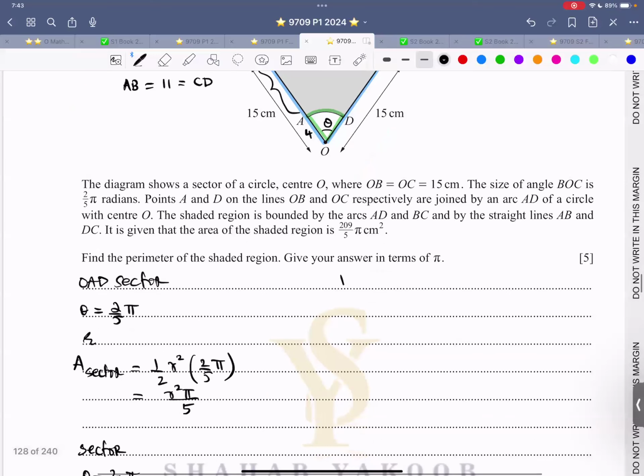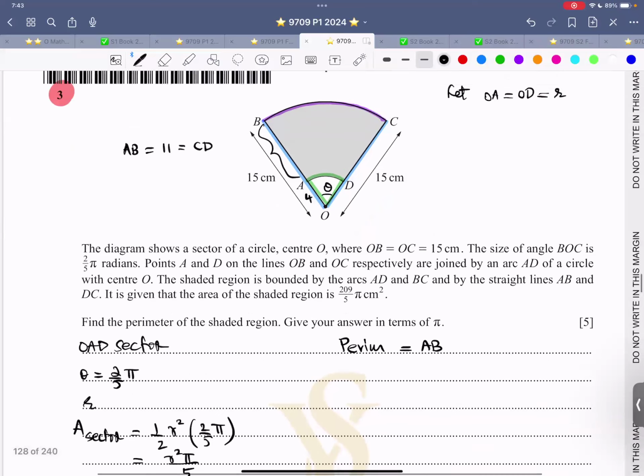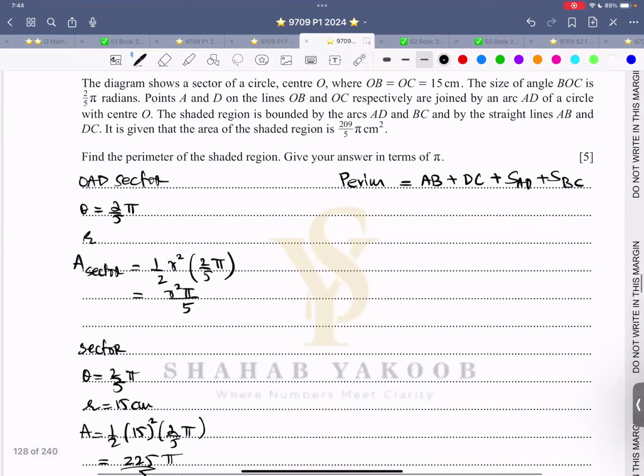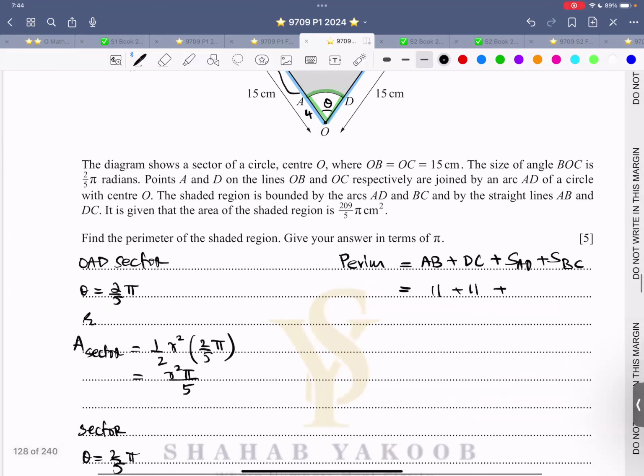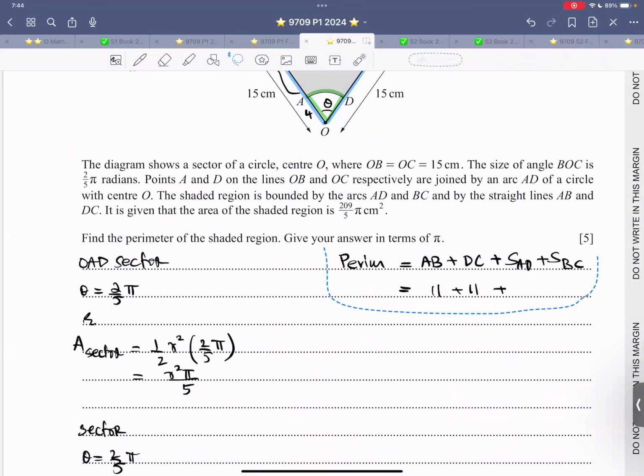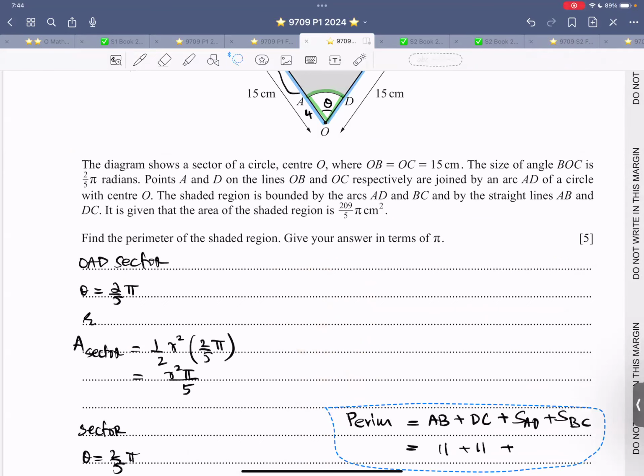So now over here for perimeter, I need AB. I need DC or CD. I need arc length AD. I need arc length BC. So this is 11, this is 11, this is something else, this is something else. So let me just push this down over here. Let me first get the other things ready.